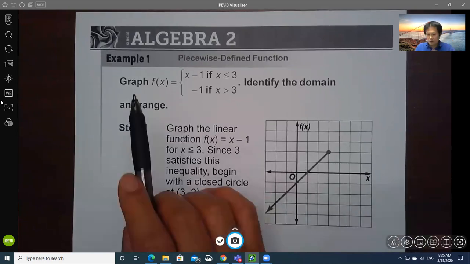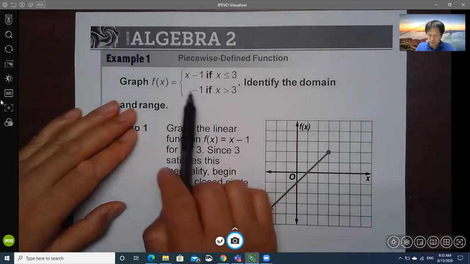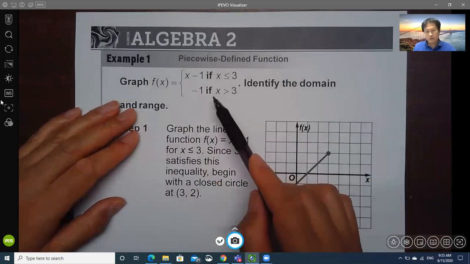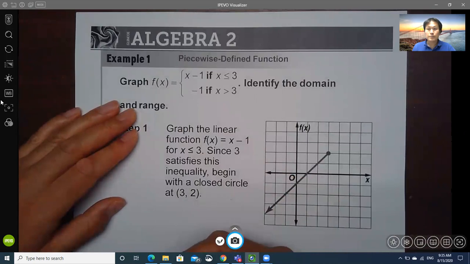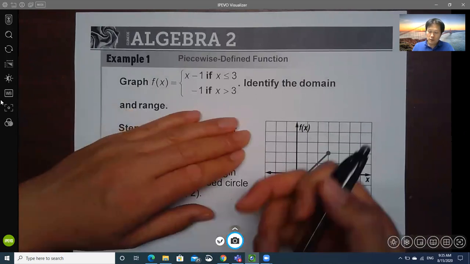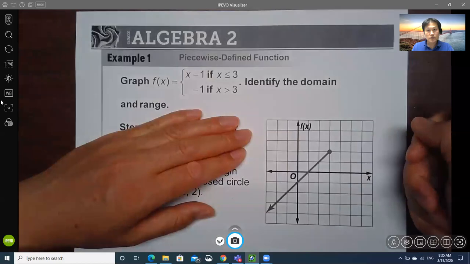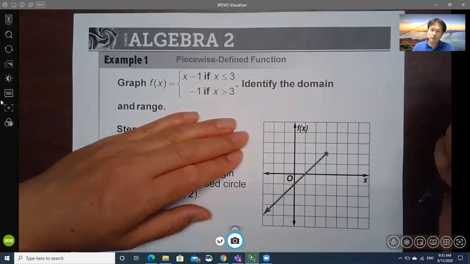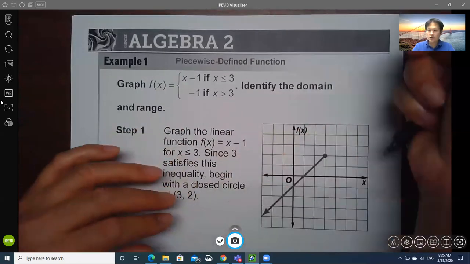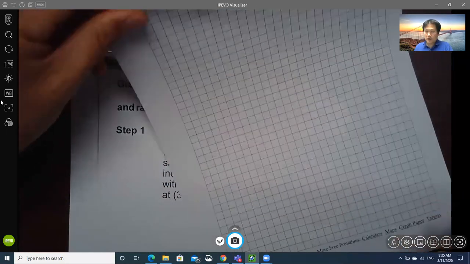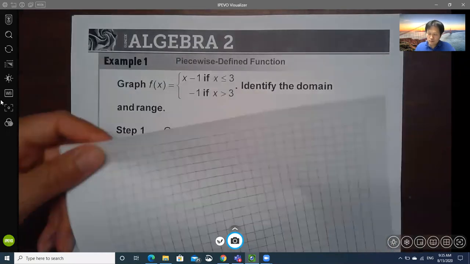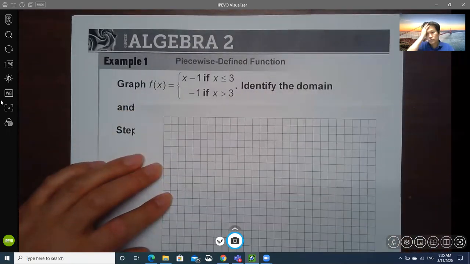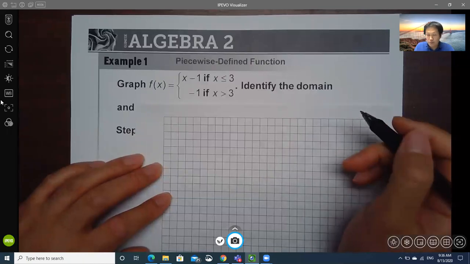Okay, graph this, identify the domain. We call this kind of function a piecewise function. We have two different functions, so we call that a piecewise function. Graph it. How do you graph it? Here's the answer here, but let's say you're trying to graph it. Here's what I recommend you do when you try to graph a piecewise function.